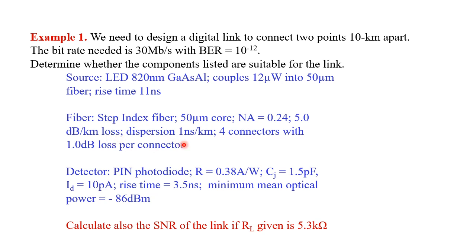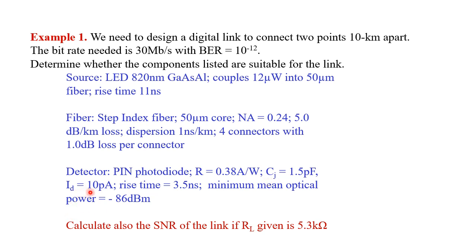Dispersion is 1 nanosecond per kilometer. There are 4 connectors with 1 decibel loss per connector. And the third part is the detector. The type of photodetector used is a PIN photodiode, and responsivity is 0.38 A/W, that is amps per watt, and junction capacitance is 1.5 picofarad.